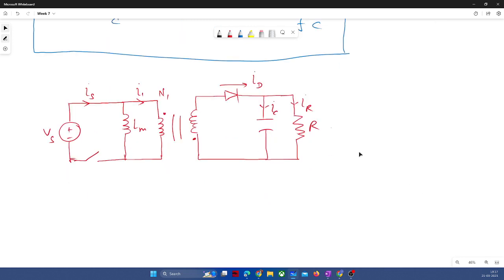So we can write IS as ILM into D, right? Do you agree with this expression? IS is the current that is flowing when your switch is on, equal to your magnetizing inductor current. That is the statement that implies this expression.